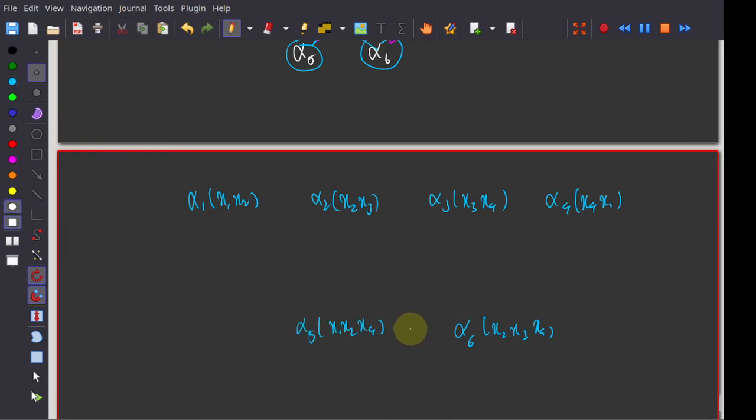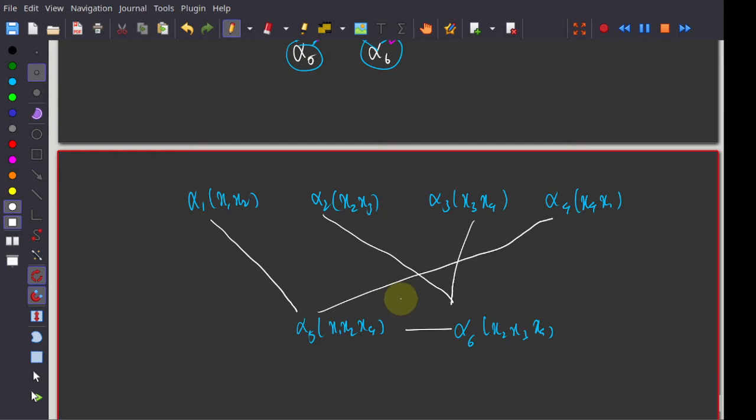So let me draw an edge between alpha 5 and alpha 6. Okay. From alpha 5, let me connect alpha 1 and connect. Okay. Firstly, there are no cycles, right? So it's a tree. That is fine.